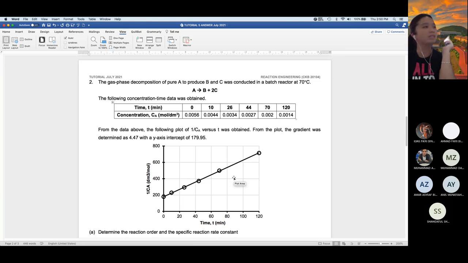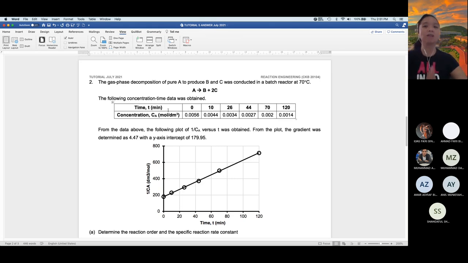The gas phase decomposition of pure A to produce B and C was conducted in a batch reactor at 70 Celsius. Okay, so now the reaction still has one reactant, but we have two products and the temperature is at 70 Celsius. And the following concentration time data was obtained.